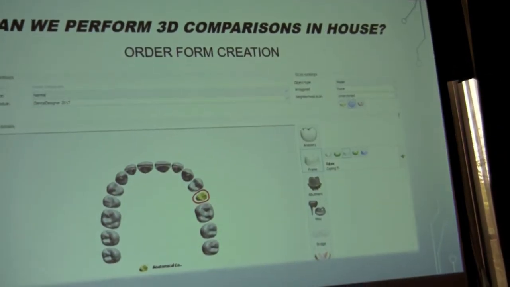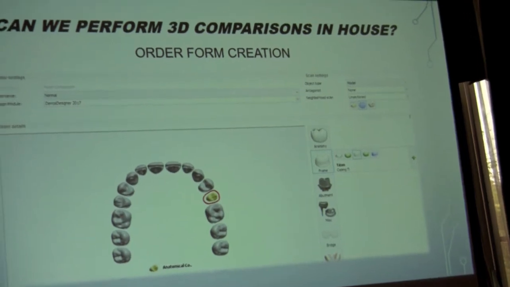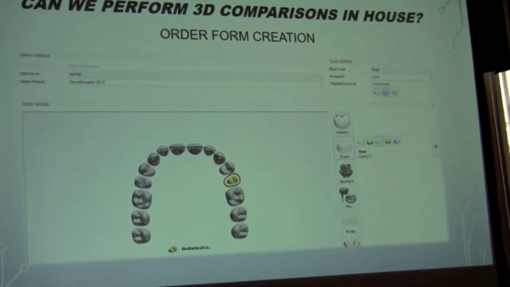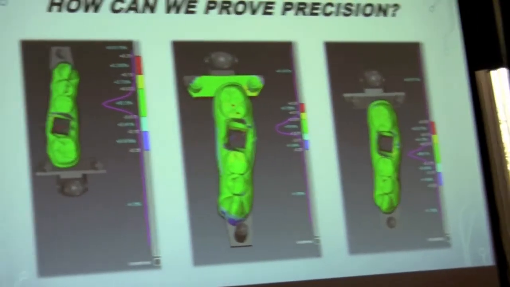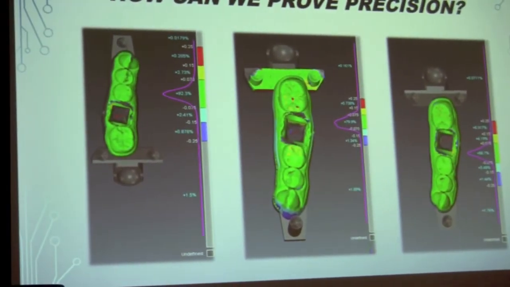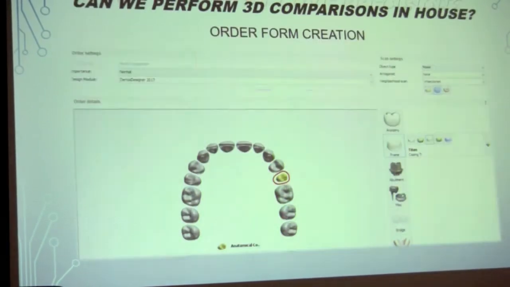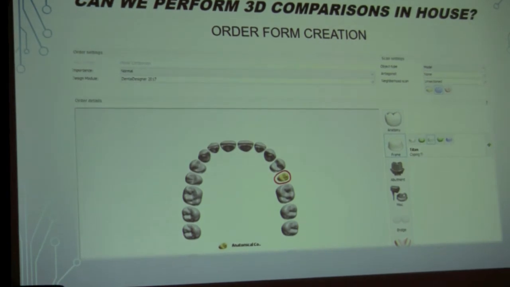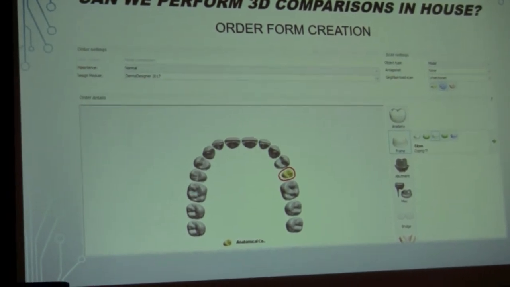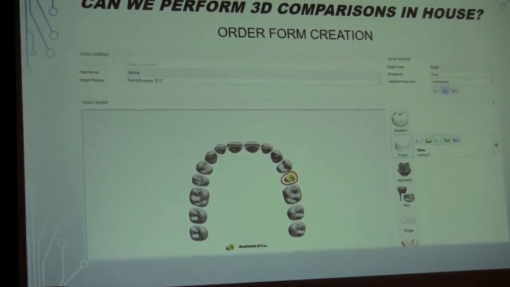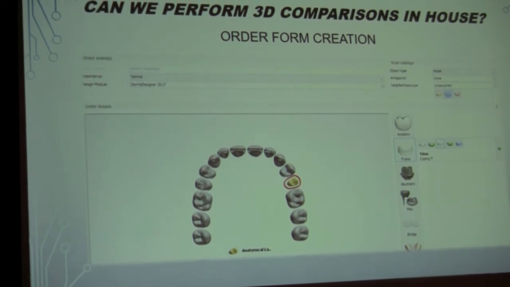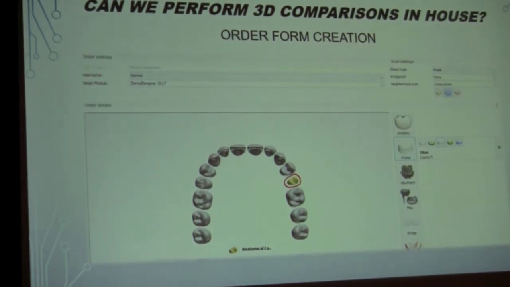But how do you get around being able to do that in your laboratory? I mean, unless you're willing to spend $10,000 to build up a software that can do this, there's really no way, except there actually is. So can we perform 3D comparisons in-house? Absolutely. If you have a 3Shape scanner, now this will work with exocad and Dental Wings as well. This is going to be the same method.